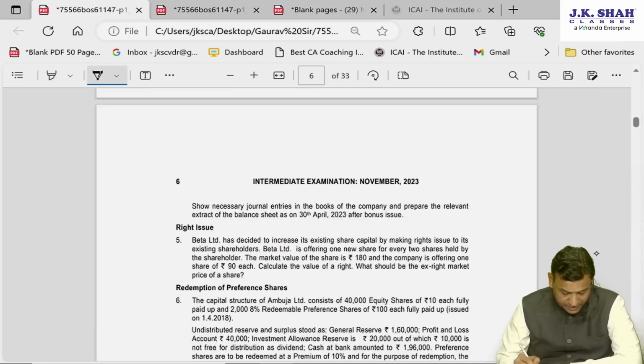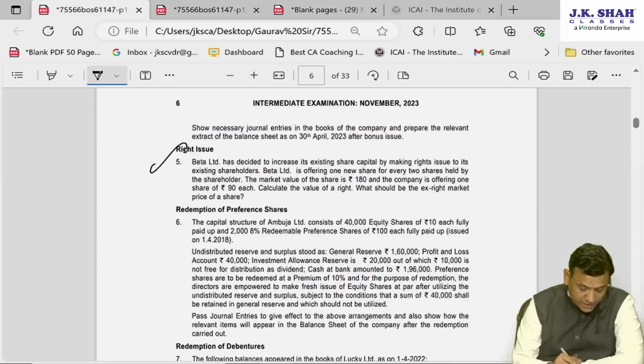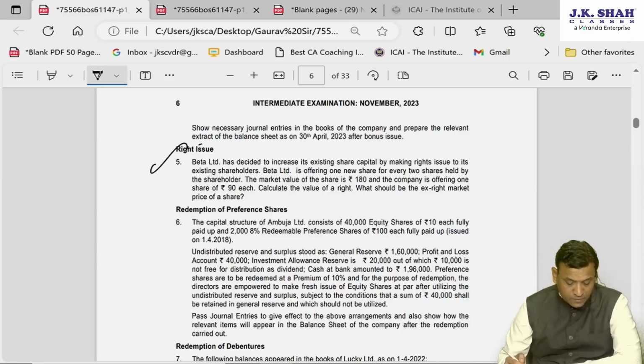So journal entries and prepare rights issue, that is question number 5. Beta Limited has decided to increase its existing share capital by making right issue to its existing shareholders. Beta Limited is offering 1 new share for every 2 shares held by the shareholder. The market value of the share is 180 and the company is offering one share at 90, calculate the value of right. What should be the X right price?